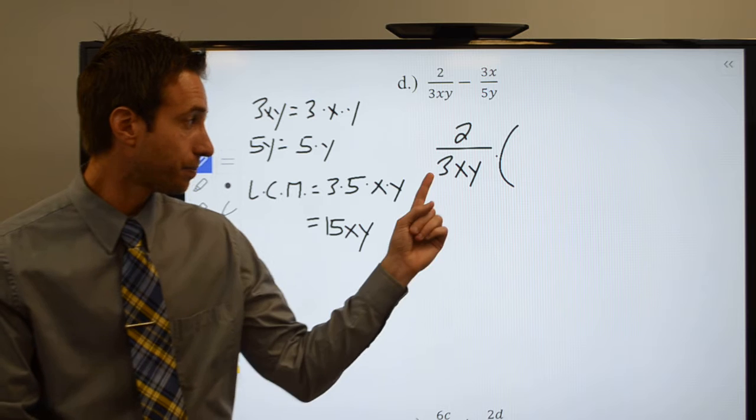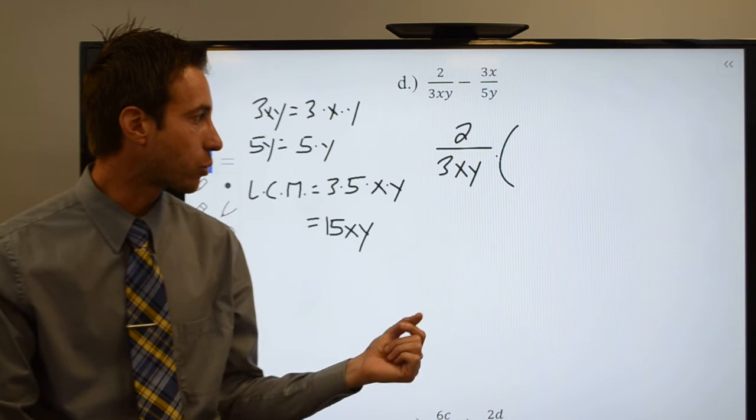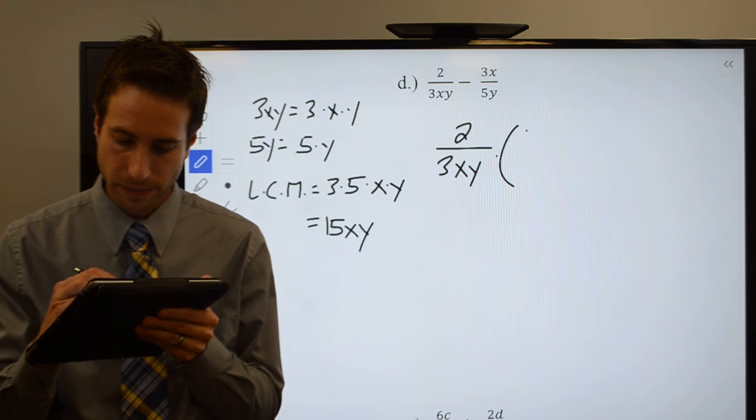I need to turn 3xy into a 15xy. Well, I already have the xy. How do I get a 3 to be a 15? Multiply top and bottom by 5.